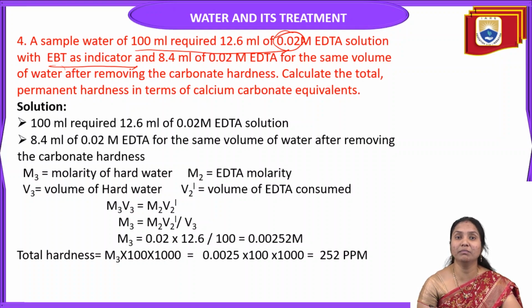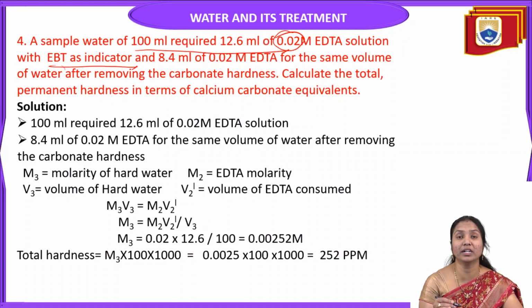Generally, for the EDTA method, the indicator used is EBT, Eriochrome Black T. For what purpose do we use this indicator? For identification of the endpoint. When we add the EBT indicator, the color of the hard water sample is wine red. After titration with EDTA solution, we get a blue color.